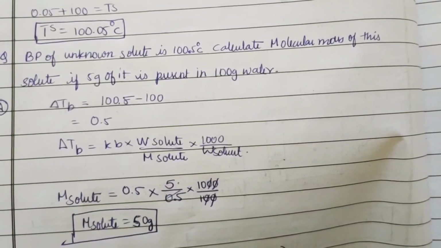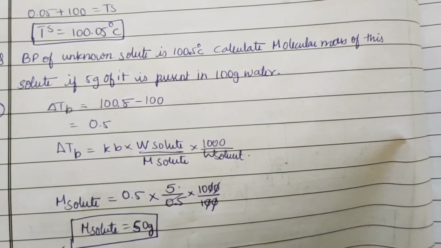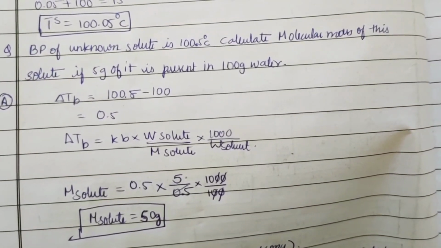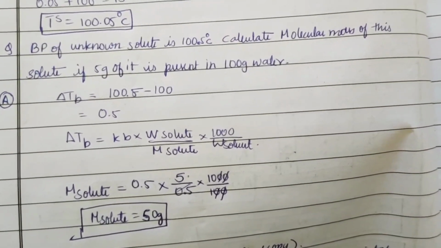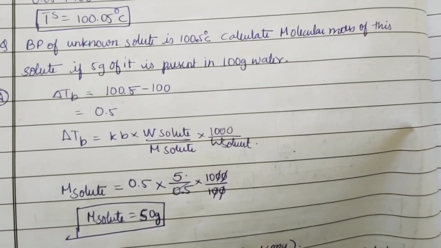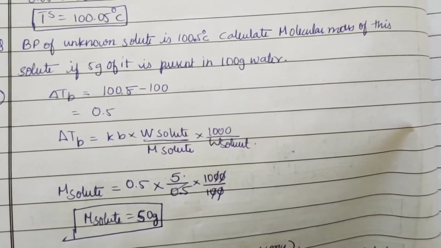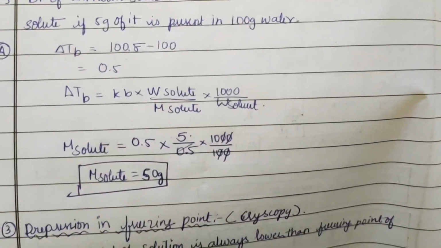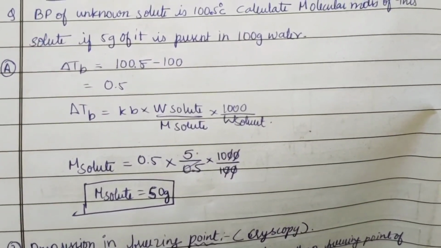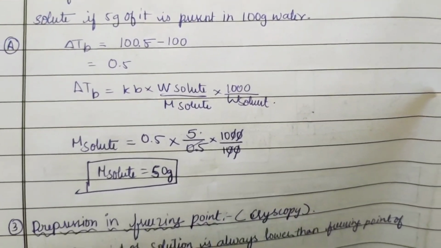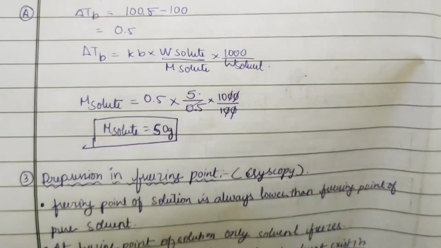Calculate the molecular mass of this solute if 5 grams of it is present in 100 grams of water. Delta Tb equals 100.5 minus 100, that is 0.5. Then delta Tb equals Kb into weight of solute by mass of solute into 1000 by weight of solvent. Then M solute equals 0.5 into 5 by 0.5 into 1000 by 100. So M solute is 50 grams.